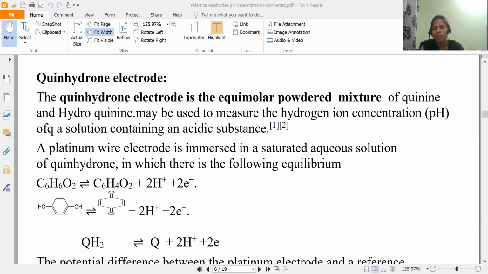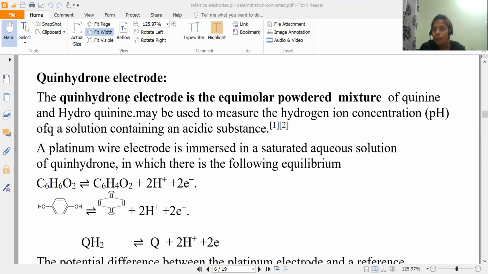But before going to see the quinhydrone electrode, we know that every electrode has a structure. That means every electrode is available in the metallic form and it has a particular structure. In the previous session, we have seen the saturated calomel electrode. It has one structure, and inside we have the platinum rod. At the bottom, we have mercurous chloride paste, and the tube is filled with potassium chloride.